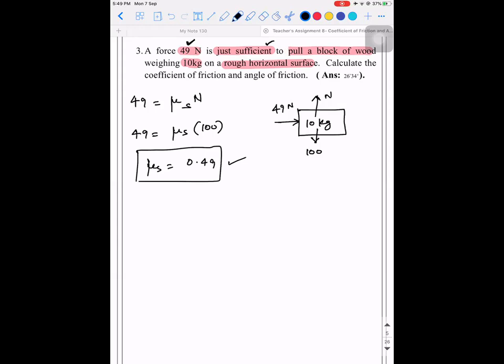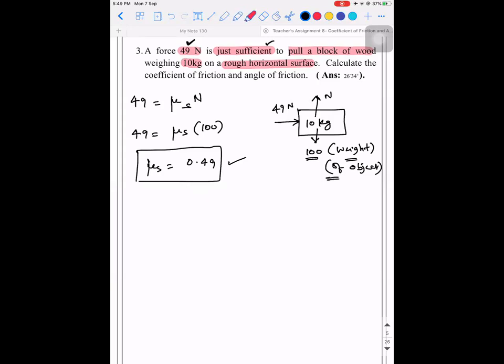Your voice is breaking, sir. It is the weight of the object, weight. I'm saying it is the weight of the object. Okay, okay, sir. Is it clear?